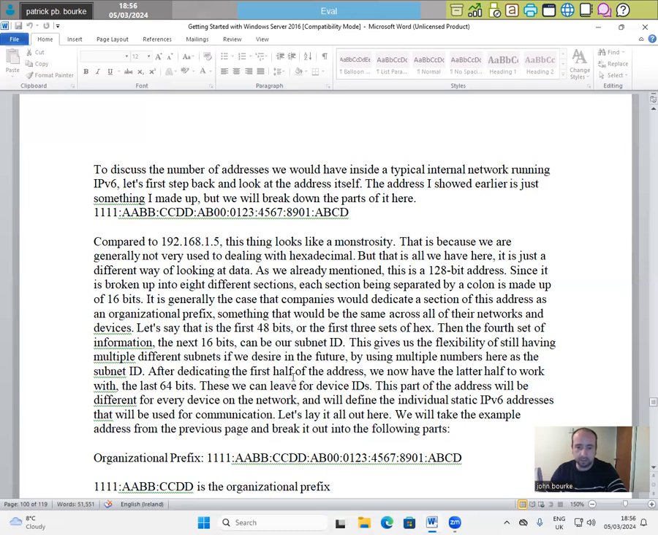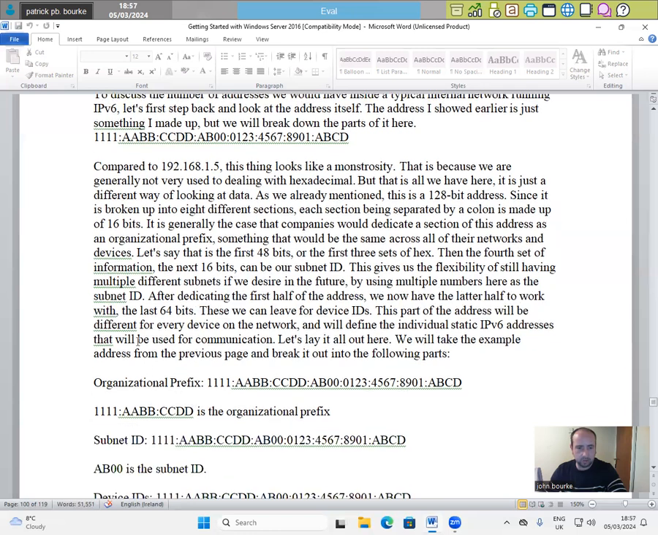After deciding the first half of the address, we now have the latter half to work with, the last 64 bits. These we can leave for device IDs. This part of the address will be different for every device on the network and will define the individual static IPv6 addresses that will be used for communication. Let's lay it all out there. We will take the example address from the previous page and break it out into the following.